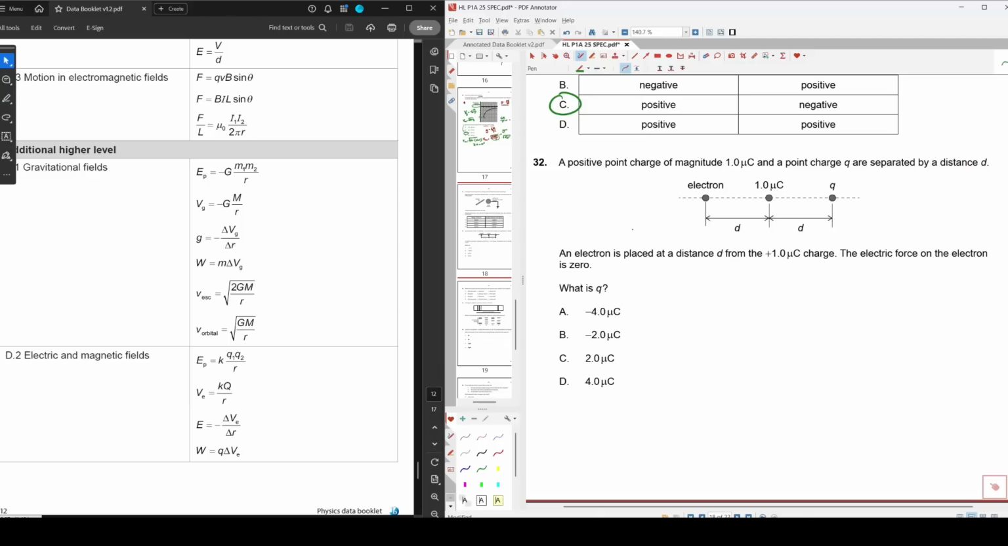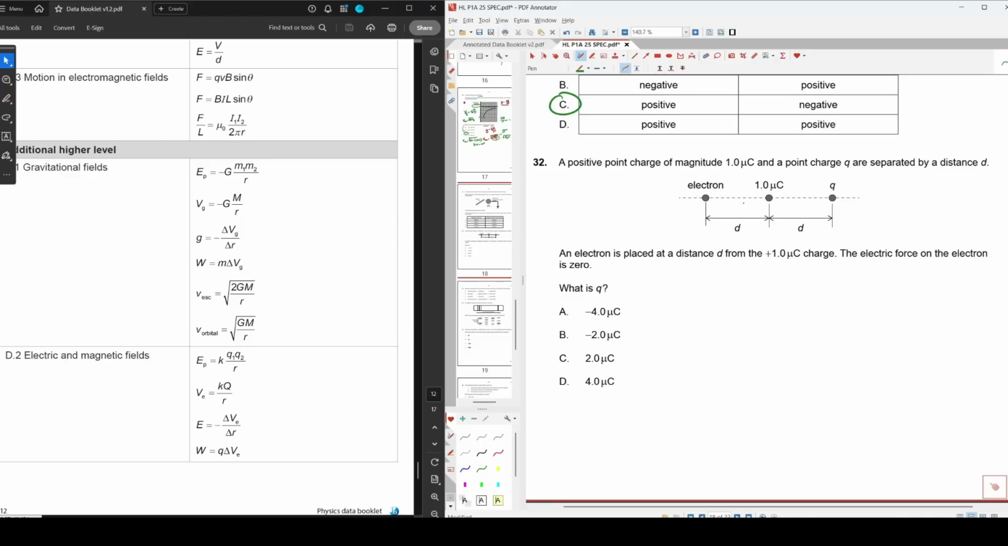Okay, 32. A positive point charge of 1 microcoulomb. Two charges separated by some distance. Then we put an electron over here. Force on the electron is 0. What's Q? Okay. First, there's 2 positives, 2 negatives. Let's do a little paper one strategy.